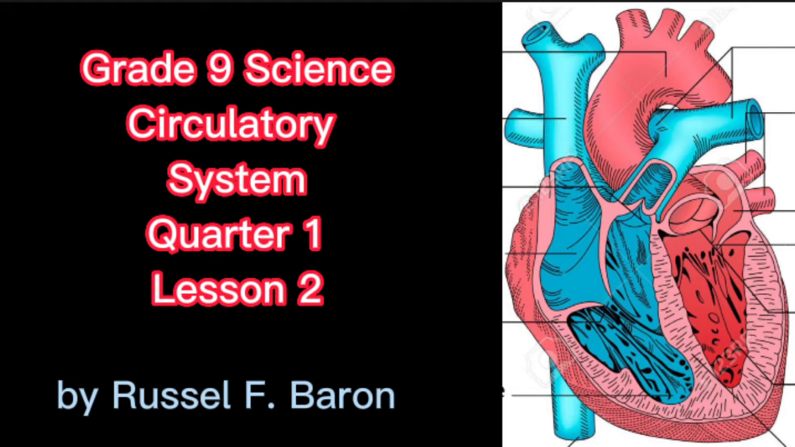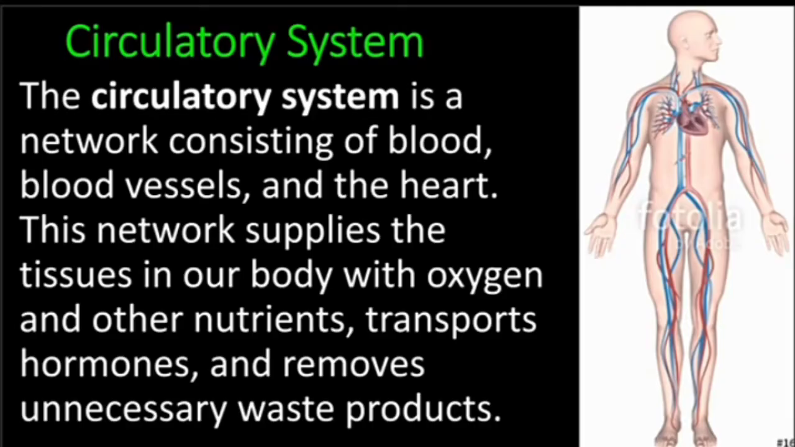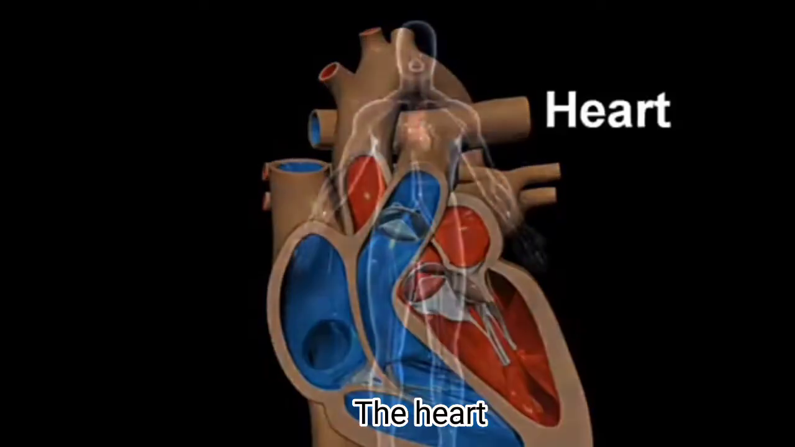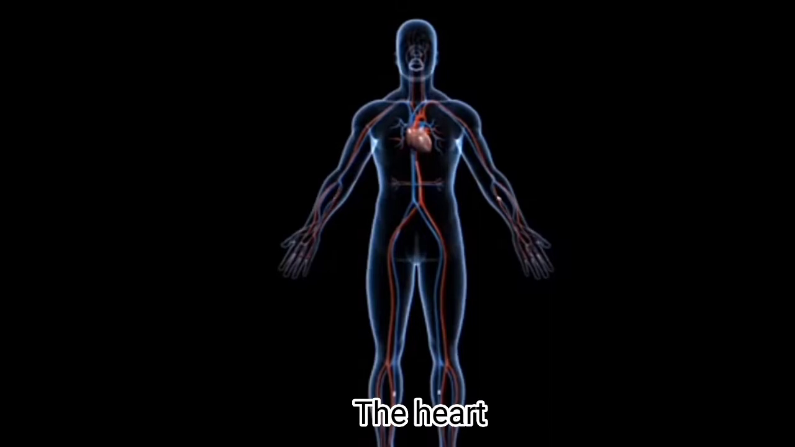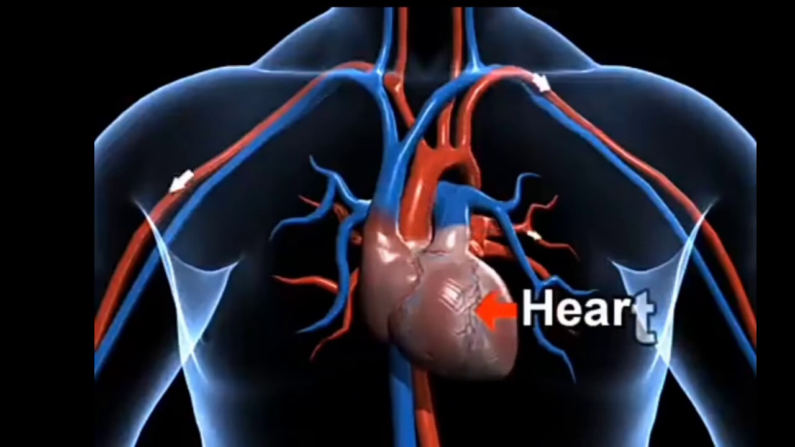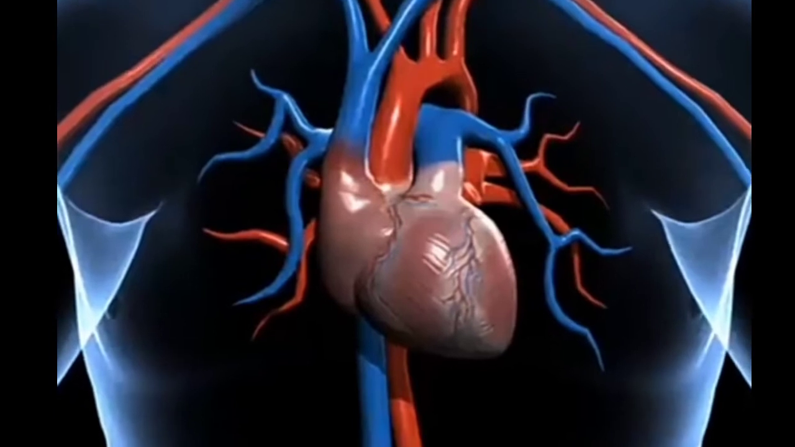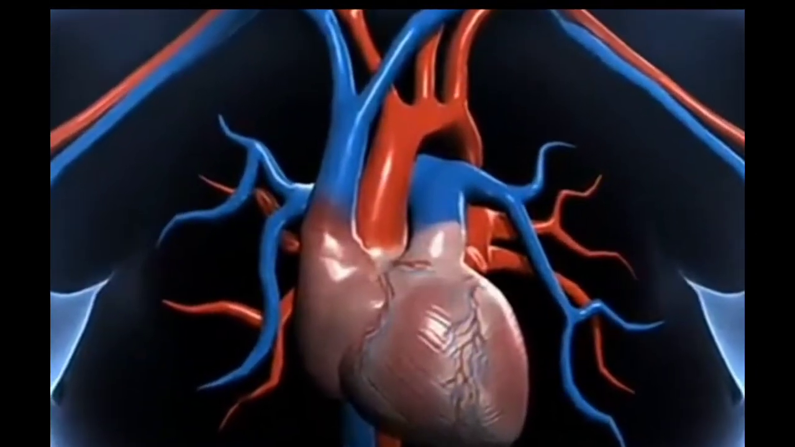Quarter 1, Lesson 2. This is based on DepEd MELCs. The circulatory system is a network consisting of blood vessels and the heart. This network supplies the tissues in our body with oxygen and other nutrients, transports hormones, and removes unnecessary waste products. The heart is the main organ of the circulatory system, which pumps the blood throughout the body, supplying it with oxygen and nutrients. The size of our heart is like the size of our fist.